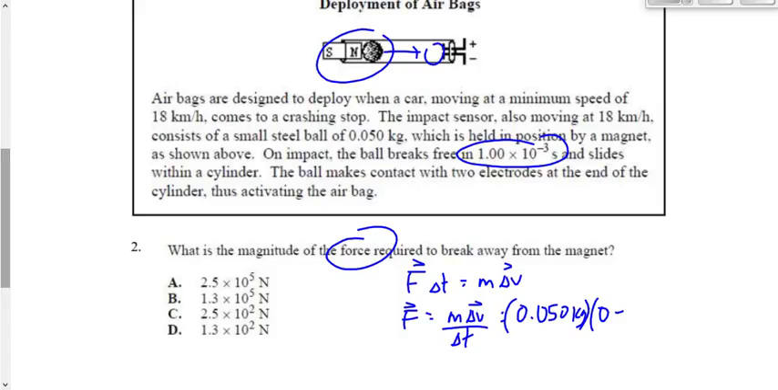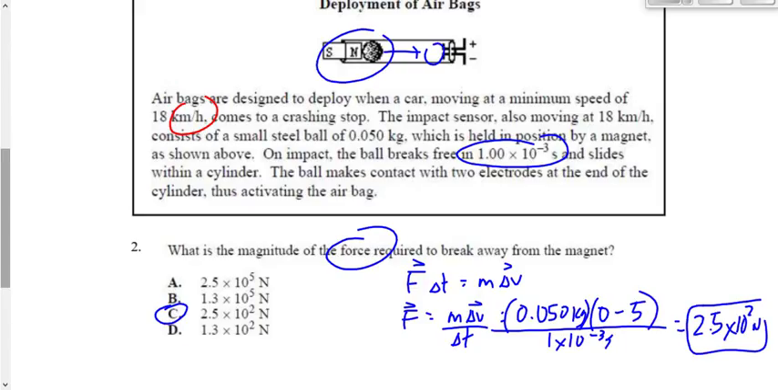We've got to convert that to meters per second. I should have circled that when I read that. I think that works out to be 5 meters per second. We divide that by the time of 1 times 10 to the negative 3 seconds. And I think when we did that, it worked out to be C, wasn't it? 2.5 times 10 to the 2 newtons.